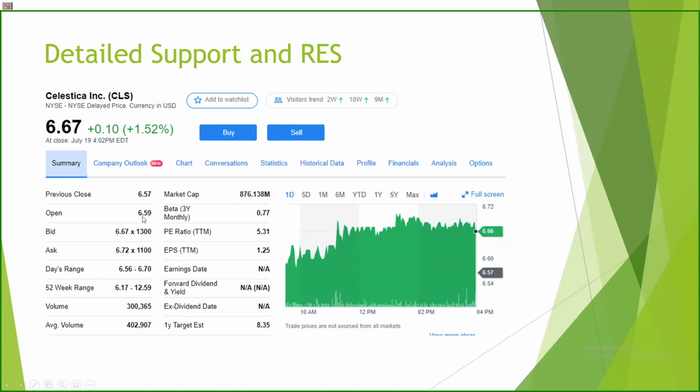Let's say the stock closed and it had a gap down, fell overnight, right? Now as the stock starts moving on up, where's going to be a resistance line? The previous close of 657, right?